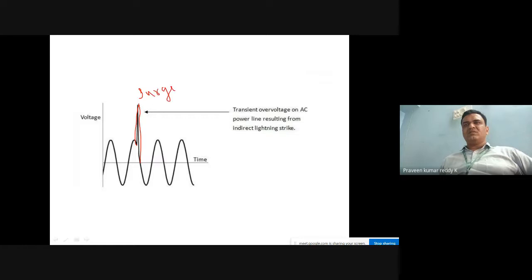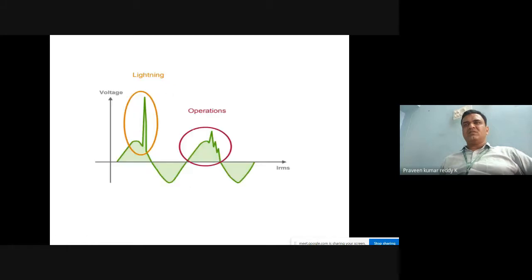This surge is because of lightning. So we have two types of possibilities for surges. One is because of lightning, and one is because of the switching operations. Compared to lightning surges, switching operations may be a little less harmful. As you can see in the graph shown, the surge because of the switching operations is lower, but the surge shown because of lightning is very high.